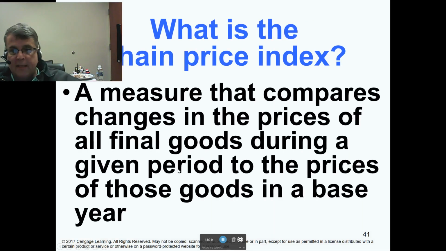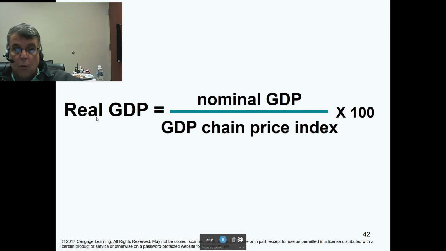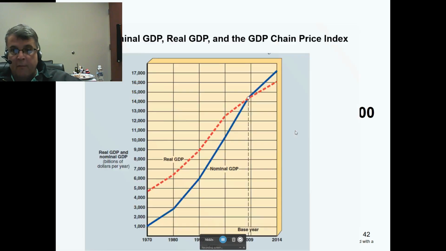The GDP chain price index is what we use to compare changes in prices of final user goods and services during a given period to the prices of the goods in a base year. Real GDP is equal to nominal GDP divided by the GDP chain price index, and then we multiply it by 100 to make it look pretty. Here we have to multiply by 100 because we used the 100 in this GDP chain price index. That gets rid of the pretty 100 we used down here, if you remember from class.